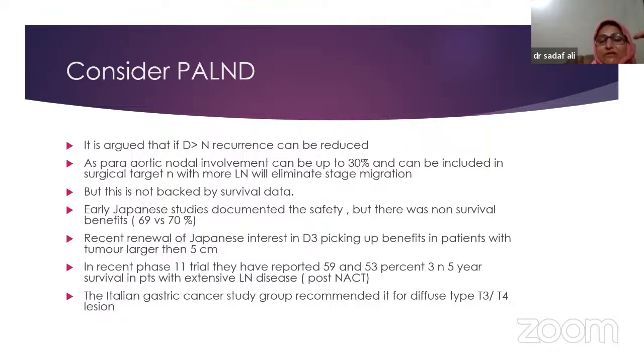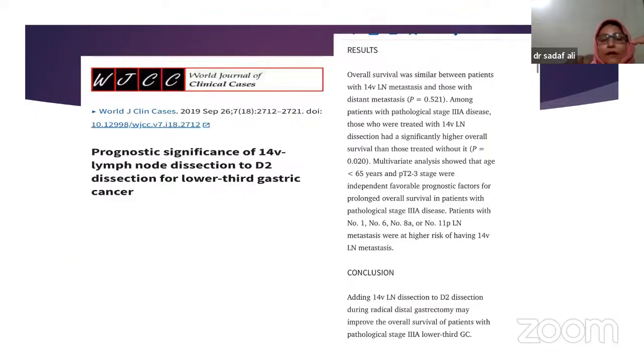There's a recent phase 2 trial wherein they have reported that with inclusion of the periaortic lymph nodes, the survival is quite good, 59% at 3 years and 53% at 5 years. So usually what we see is the trend of survival: a good gastrectomy actually shows the survival benefit at longer term. And even the gastric cancer study group recommends it to be considered in diffuse type of lesion.